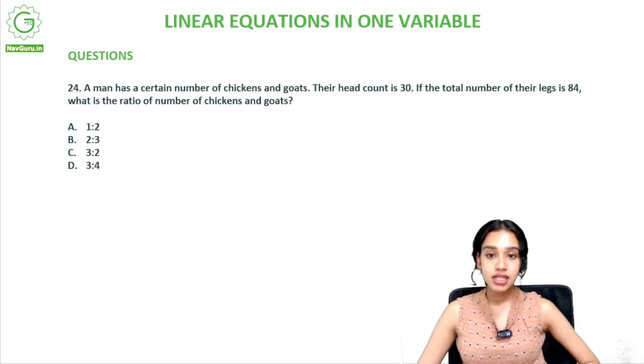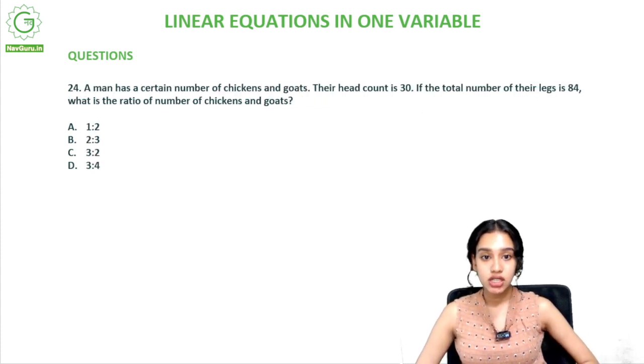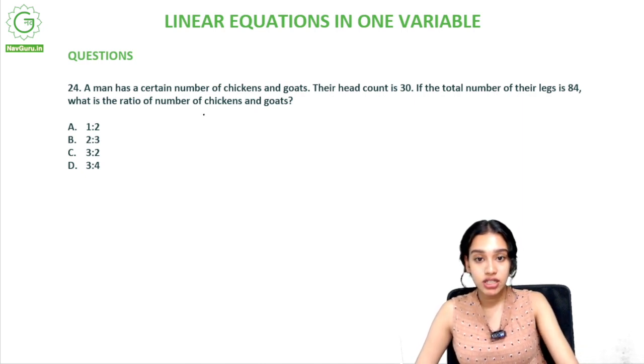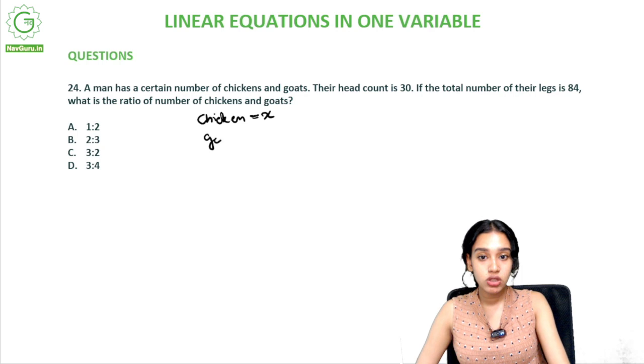Now, a man has a certain number of chicken and goats. Their head count is 30. If the total number of their legs is 84, what is the ratio of number of chicken and goats? A man have a certain number of chicken and goats. So let's say the number of chickens would be X and the number of goats would be Y. The head count is 30. So in total we have X plus Y is equal to 30, right?